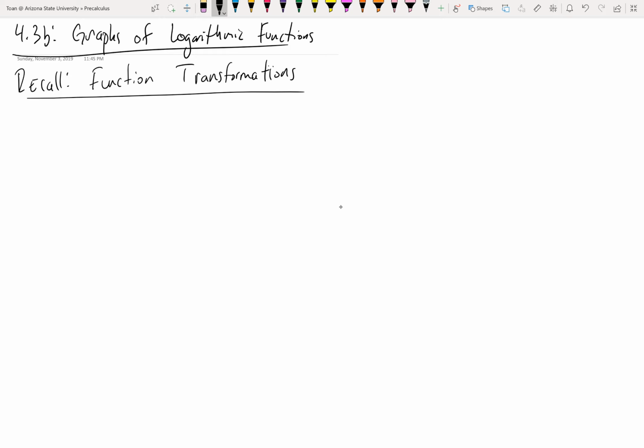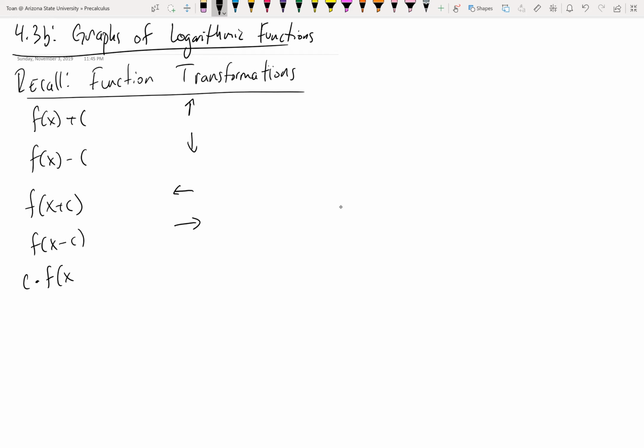So we've written it before. I'm going to write it again. It is that important. For any given function, if you add something to it, it'll always move the graph up. If you subtract from it, it'll move the graph down. If you're adding directly to the x, it'll move the graph to the left. If you're subtracting directly from the x, it'll move the graph to the right.